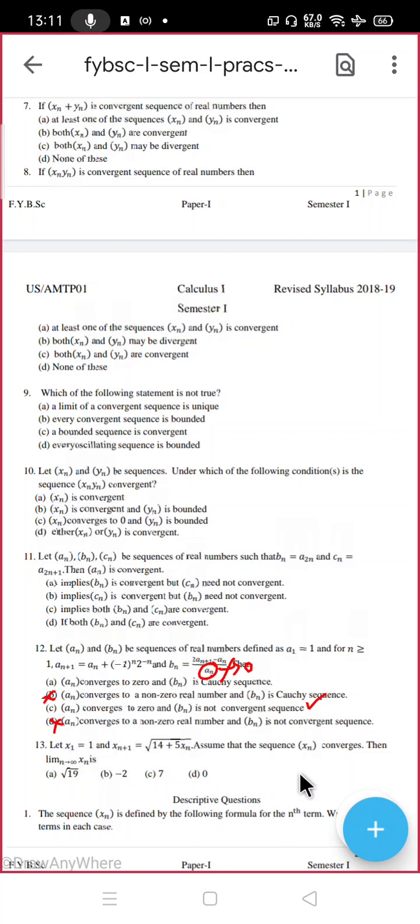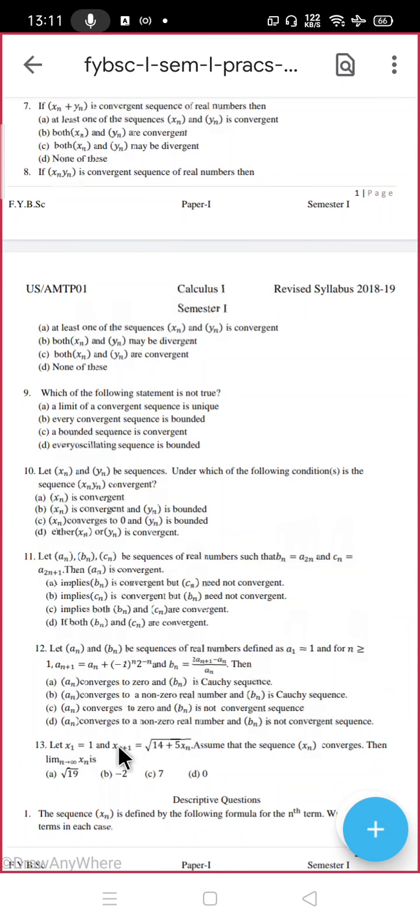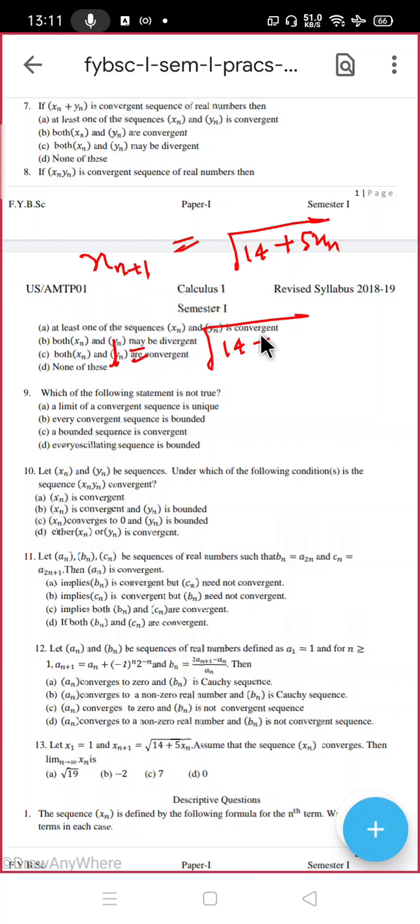Okay, nice. What about the 13th one? I have already told you the trick in the previous question. Now you should apply it in the 13th one. Assuming that sequence xn is convergent, then what can you say about the limit? Can I use the same trick that we used there? That means suppose the limit exists, suppose this will be L and this will be root of 14 plus 5L.